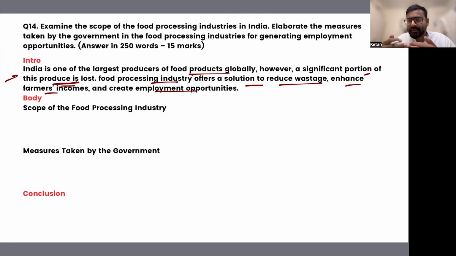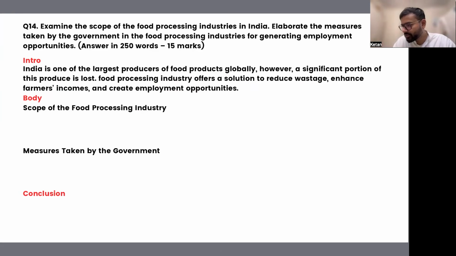If you also have some data regarding how many jobs the food processing industry generates, then well and good, right? For example, you can say that around 12% of the manufacturing jobs is actually created by the food processing industry. So if you have this data, definitely that will enhance the quality of your answer. Now in the body, again, two subheadings: scope of the food processing industry, measures taken by the government.